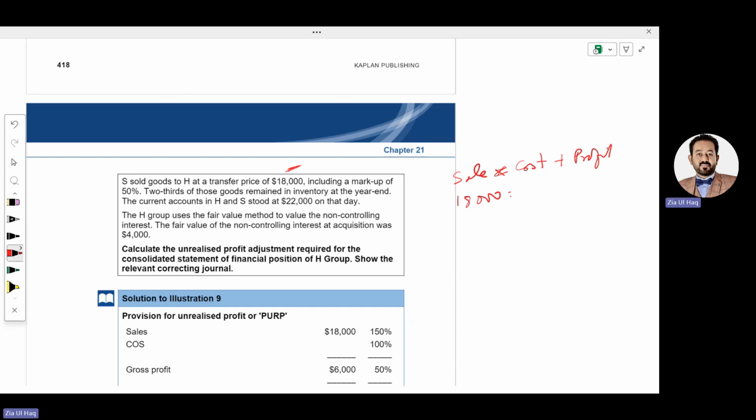Markup is on cost or sales? We have discussed in a previous class. Markup on cost. This means this is 100, this is 50%, and this is 150%. And if we have the sale figure, can we calculate cost and profit? Because 18,000 itself is 150%, so we can move towards profit of 50%. How much is the profit figure?